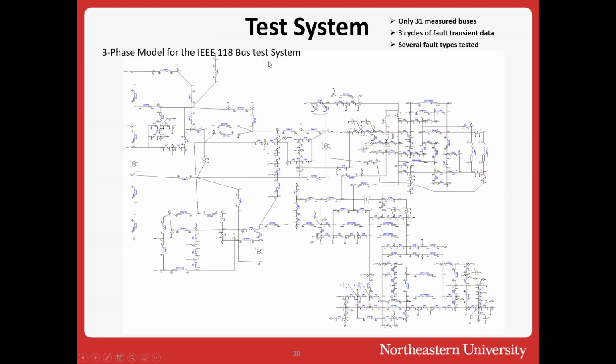So this is the large 118 bus test system, which is converted, thanks to Arthur, into an equivalent 3-phase system. So this is actually a 3-phase detailed model of the 118 bus system. Then we have only 31 buses with PMUs out of 118 buses. We assume that we have only 31 PMUs and only 3 cycles of fault transient data, because we assume that faults are cleared within 3 cycles. And then we test some examples.